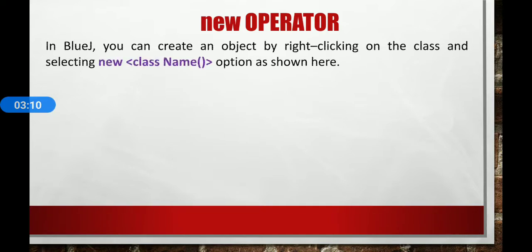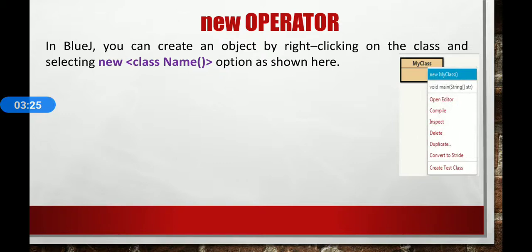Now next, the new operator. In BlueJ, you can create an object by right-clicking on the class and selecting the new class name option as shown here. Here MyClass is the class name, and when you right-click, it displays the following submenu, and you choose the new MyClass option.